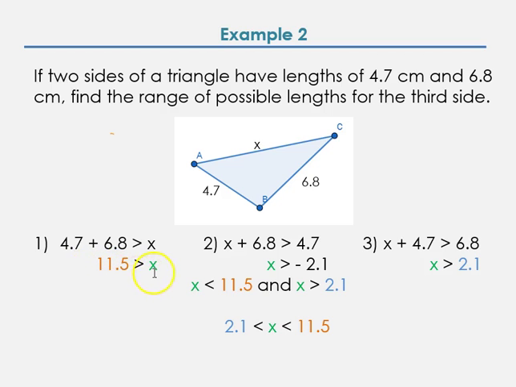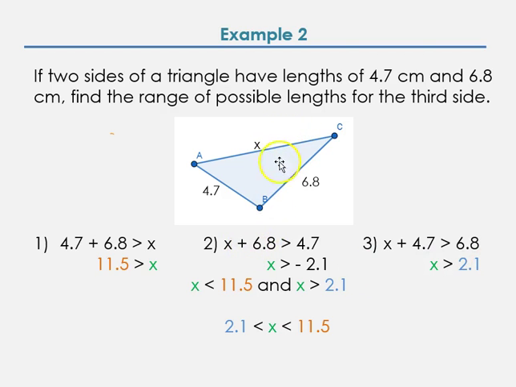11.5 is greater than x. We have other conditions though. We have other sides. So we can now add x and 4.7, and that would have to be greater than 6.8 to be true. So x plus 4.7 is greater than 6.8. X would be greater than 2.1. So we now have two values. X would have to be less than 11.5 or greater than 2.1.